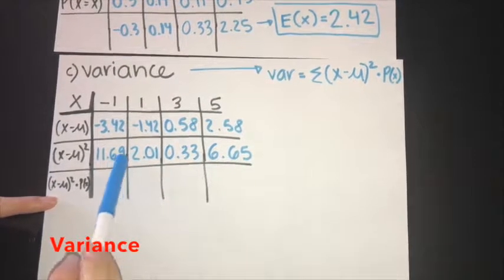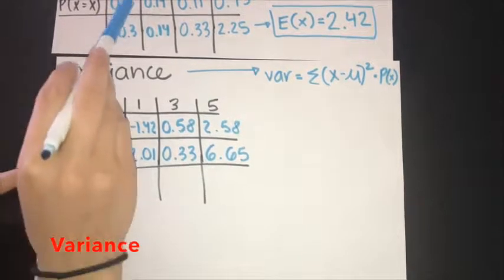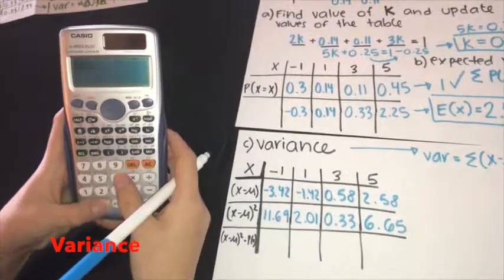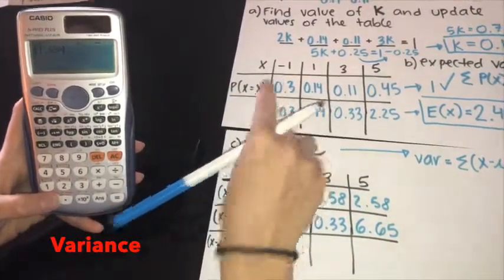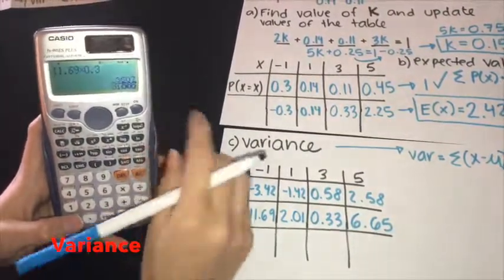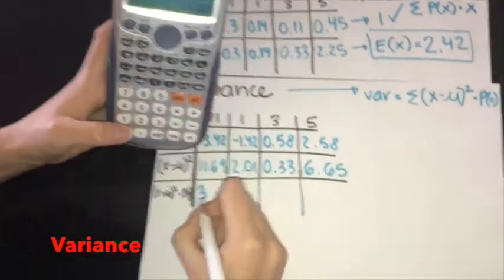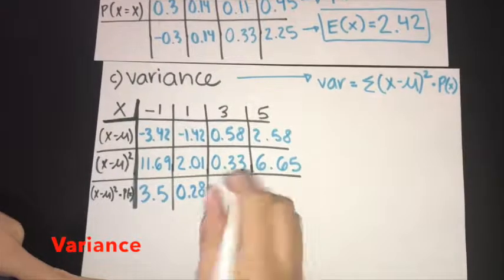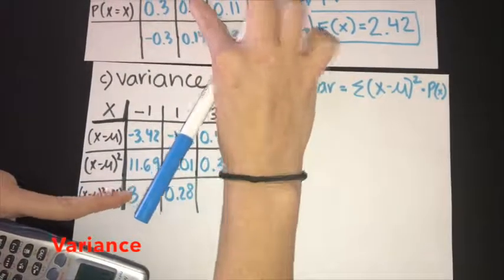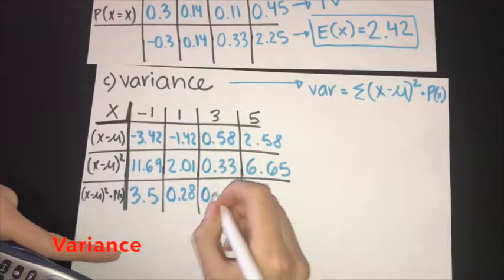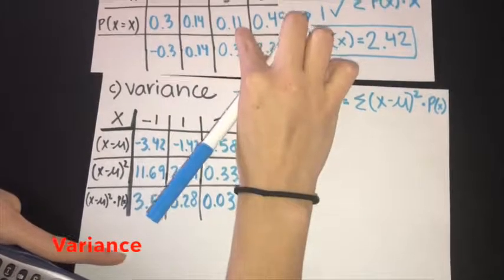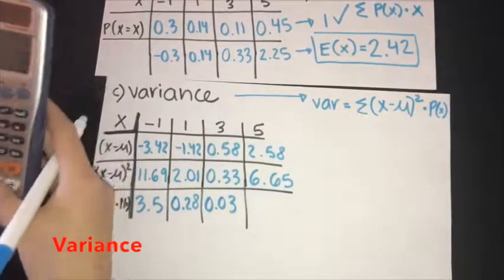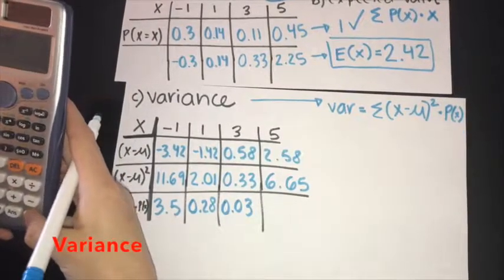And finally, we will multiply these by the probability of x, which we have over here. So just to set the first example, it'd be 11.69 times your p of x, 0.3, which will give you 3.5. And we will do that for all of the numbers. 2.01 times 0.14, 0.33 times 0.11, and 6.65 times 0.45.